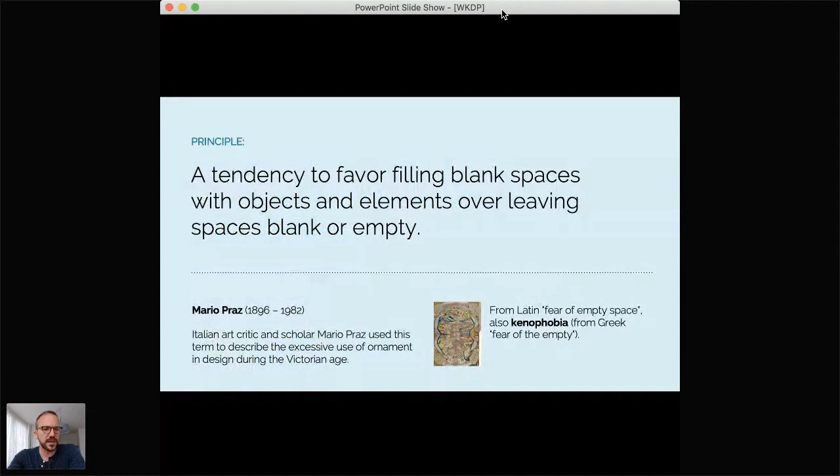And this is actually a bit of a tendency, a bias that all of us share to a certain degree. The name itself, horror vacui, was applied by Italian art critic Mario Praz when he was talking about the interior design during the Victorian age, right? And again, as I explained, it comes from Latin, and it means the fear of empty space. You can also refer to this as kenophobia, which comes from Greek and also means the fear of the empty.